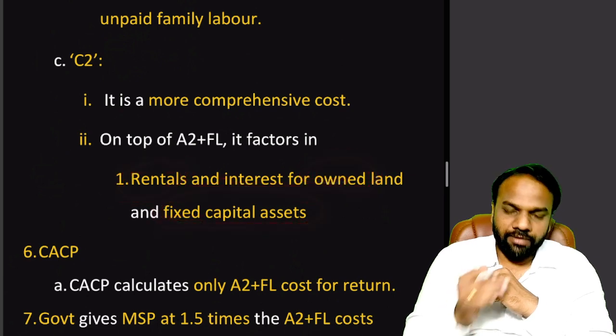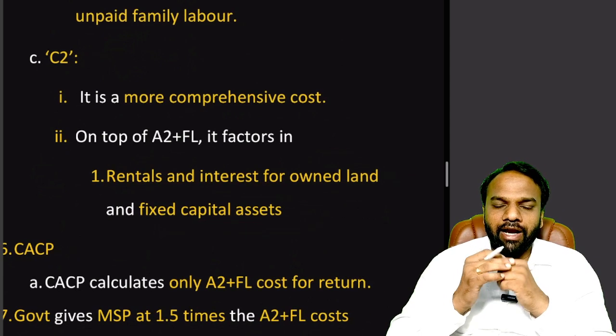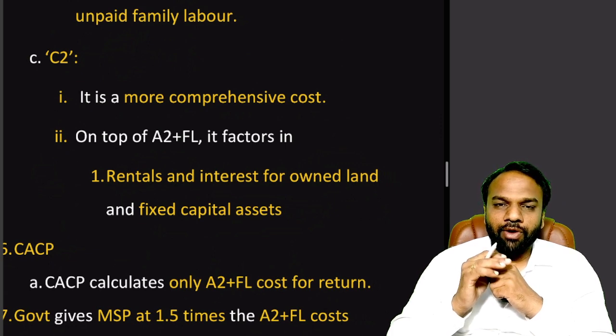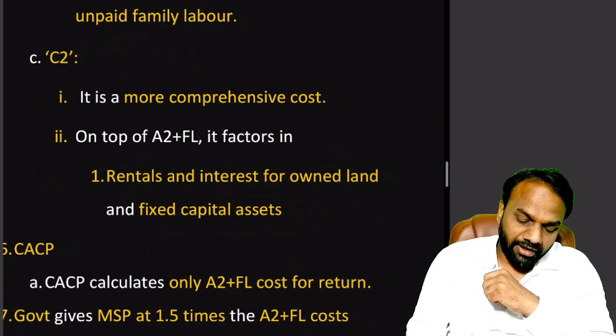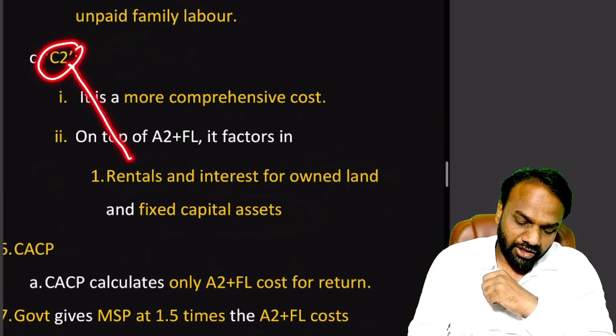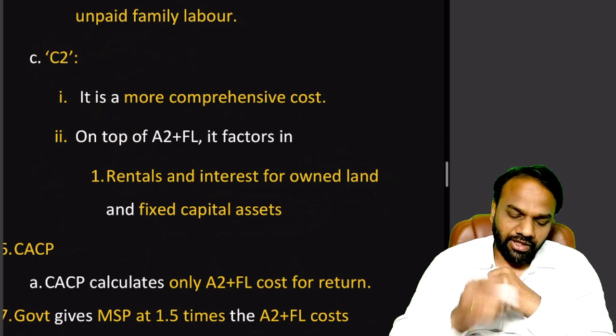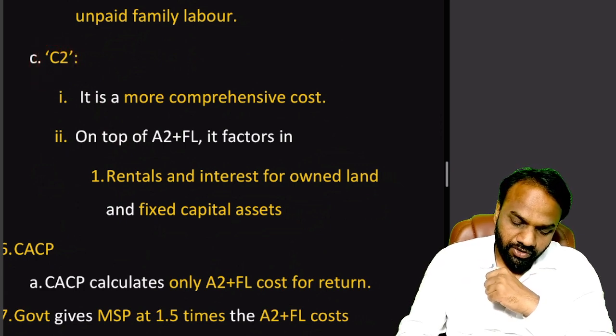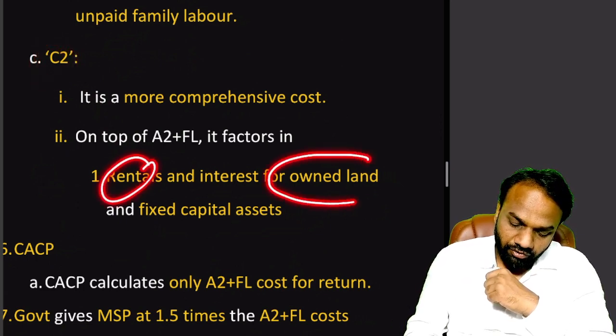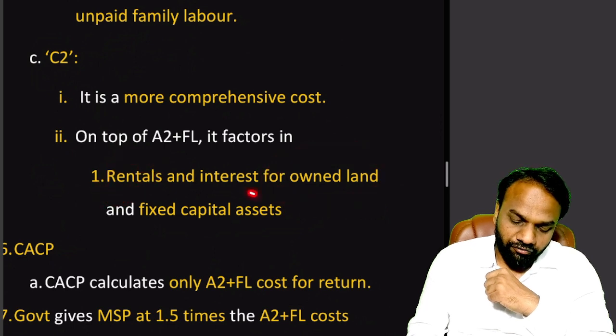So what does it mean? Now when you own a land, you need not pay the rent. But suppose if you had paid rent, what would that amount be? That amount will be taken into the production cost. So that is called C2. So rentals for owned land and fixed capital assets.